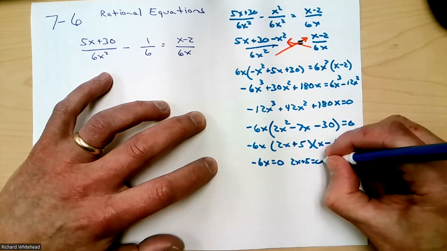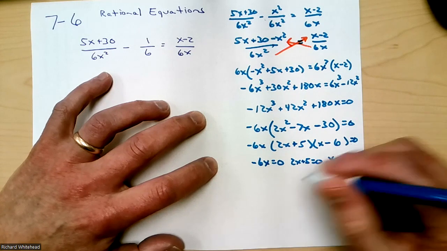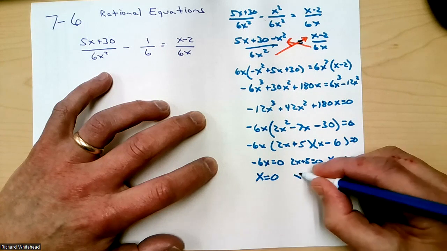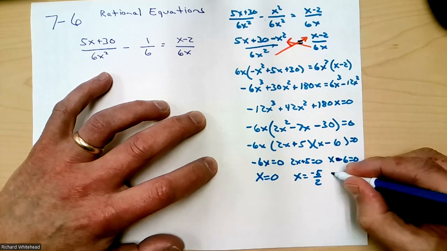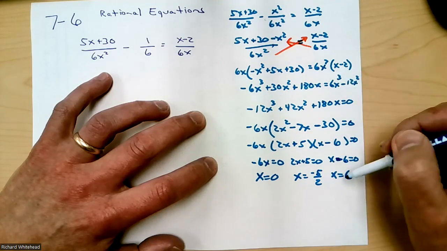2x plus 5 equals 0. x minus 6 equals 0. So x is equal to 0. x is equal to negative 5 halves. x is equal to 6. Yay, I'm finished. There's my 3 answers. That was a mess. Oh, that was horrible.